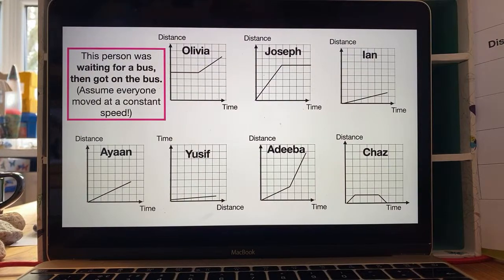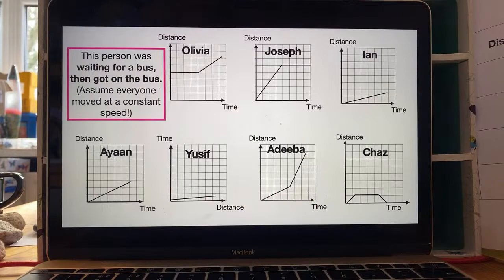So again, if you've got my printout, you can tick people off as we go, or you'll just have to do it in your head. Okay, so here are the distance time graphs of Olivia, Joseph, Ian, Ayan, Yusuf, Adiba and Chaz's movements. Study them carefully. One graph is not all it seems. Who, please, was waiting for a bus and they got on the bus? Okay, this person was waiting for a bus and then got on the bus.